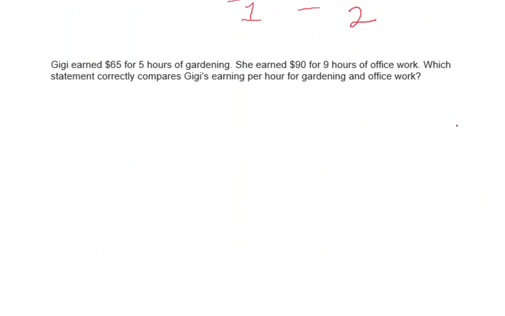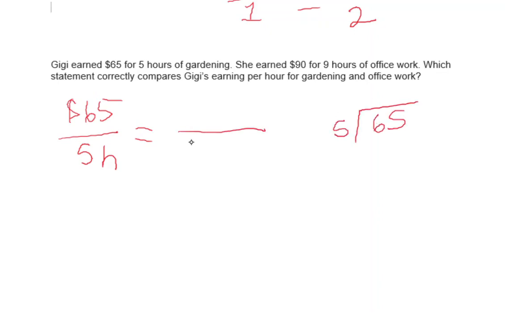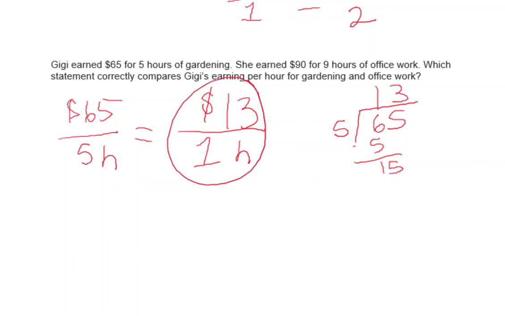Gigi earned $65 for 5 hours of gardening. So we can determine the unit rate, $65 for 5 hours. Divide 65 by 5 to come up with how many dollars she earned per hour. Again, a unit rate always has a denominator of 1. So when we divide, we get 13. So she was earning $13 per hour for gardening.